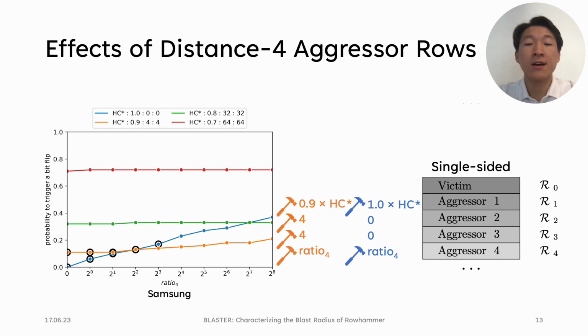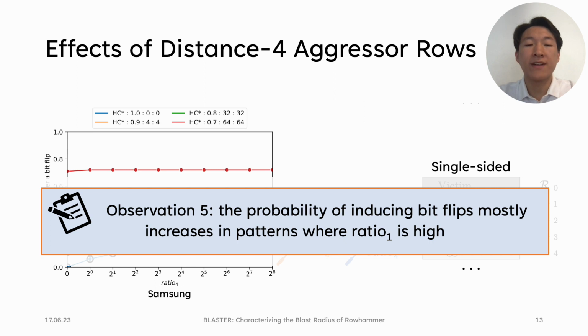On the other hand, the orange line represents a scenario where R1 is hammered 0.9 times AC star times, where R2 and R3 are hammered 4 times in each iteration. Similarly, we vary the number of activations to R4. However, this time, the increase in bit flip probability is not as significant as compared to the previous scenario. We make the following observation. The probability of inducing bit flips mostly increases in patterns where ratio 1 is high.